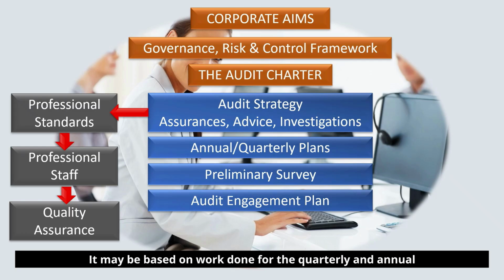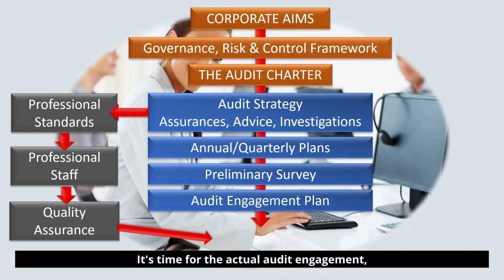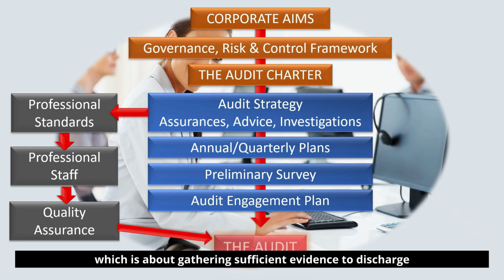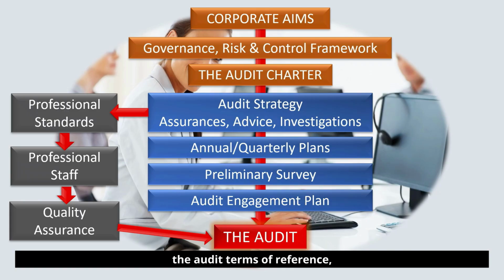It may be based on work done for the quarterly and annual audit plan, updated by the preliminary survey, with a formal terms of reference, including budgets, due dates, assigned staff and the required tasks. It's time for the actual audit engagement, which is about gathering sufficient evidence to discharge the audit terms of reference, with progress monitored by an audit manager. Engagement planning feeds naturally into fieldwork, then a report which should be dynamic in helping busy managers.